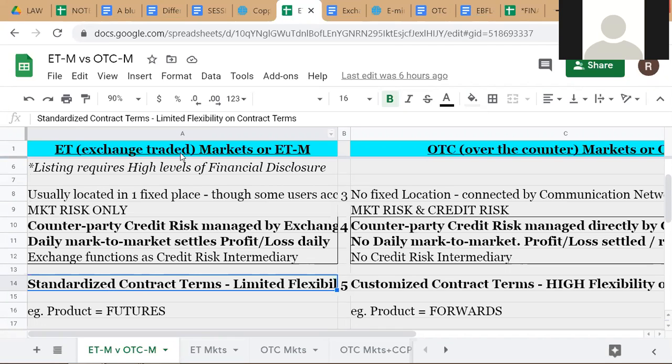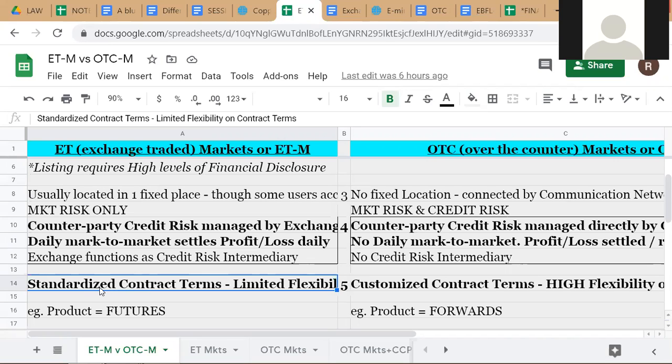Okay, on exchange-traded markets, the contract terms are standardized. You have no flexibility. That's strictly speaking not correct. There are some elements of flexibility in certain contracts which we are introducing, but we are talking about the classical distinction. For most of the contracts, this is the state of affairs, that it is highly standardized and has very limited flexibility.